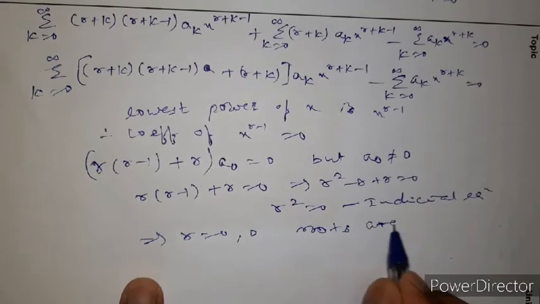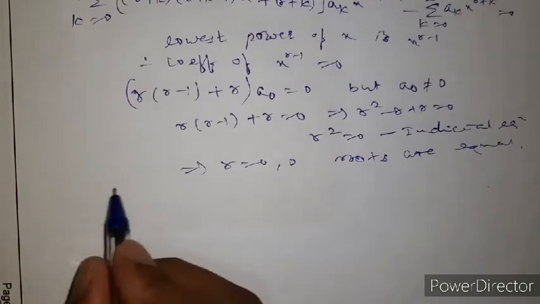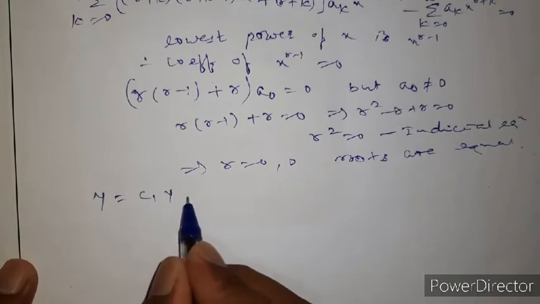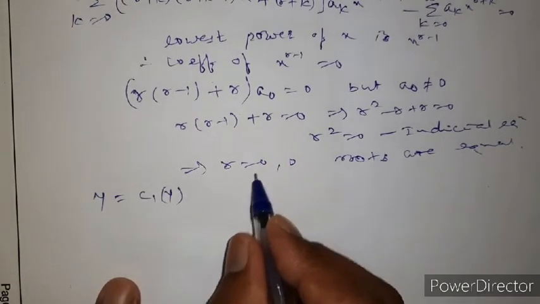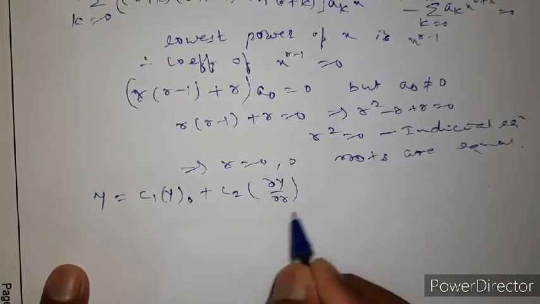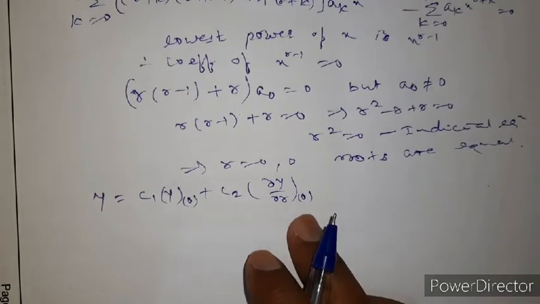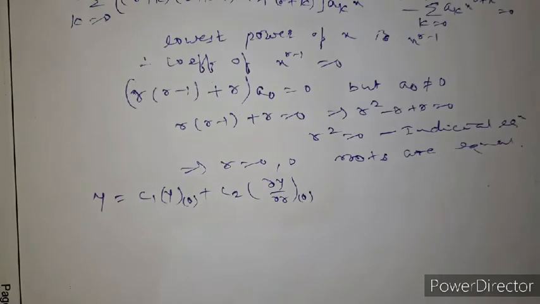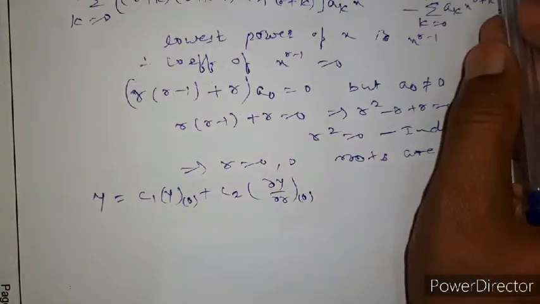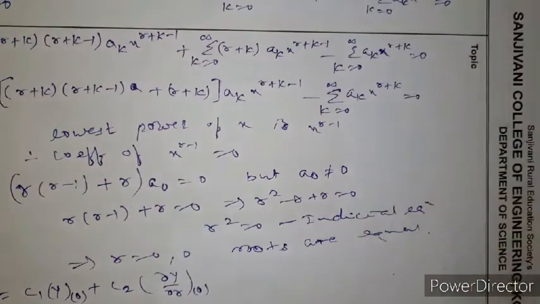Roots are equal. So will you tell me the solution when roots are equal? Yes, we have discussed already. Then our y is c1 y at 0 plus c2 dou y by dou r at 0. So at 0 point we need the derivative also here. Now to find the remaining points of y, how do I find y? My y is summation ak x raised to r plus k. So I need the remaining terms.